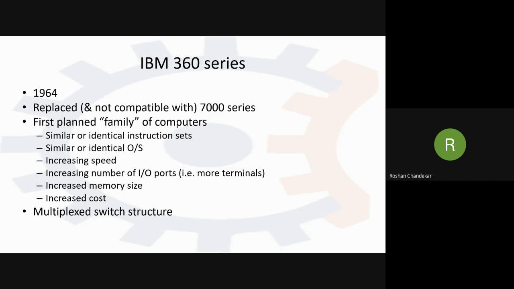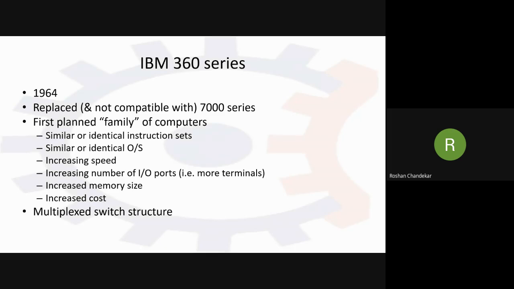It was the first planned family of computers, which almost all individuals used at their homes. The IBM 360 had similar or identical instruction sets, similar or identical operating systems, increasing speed, an increasing number of input output ports, increasing memory size, and also increasing cost. The same instruction set was used throughout the computer family.